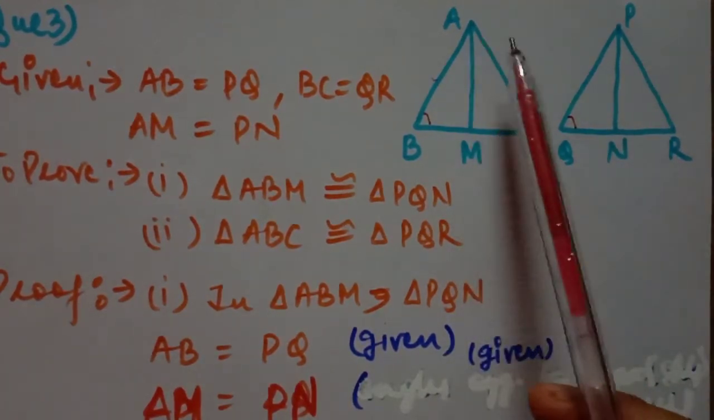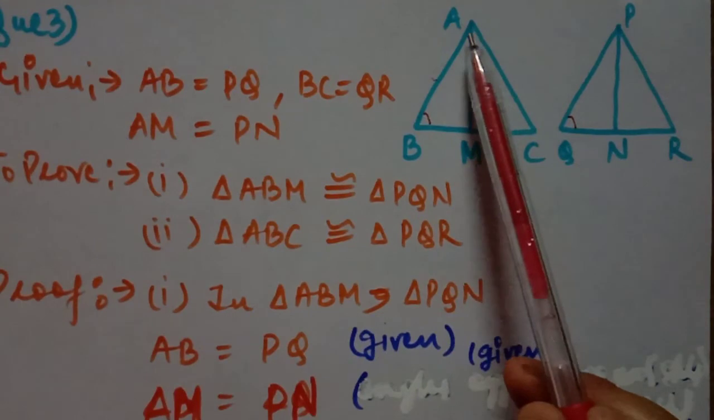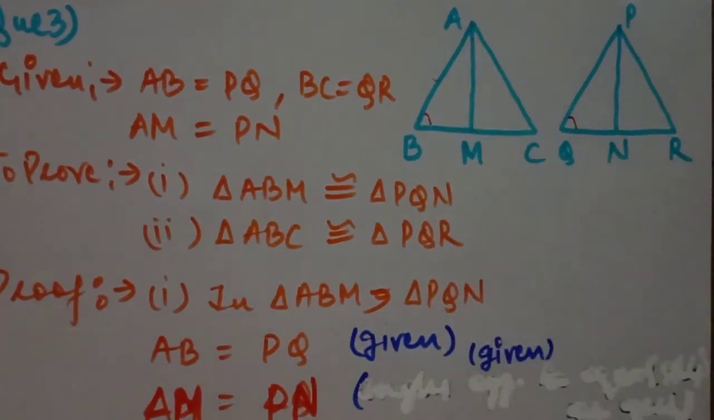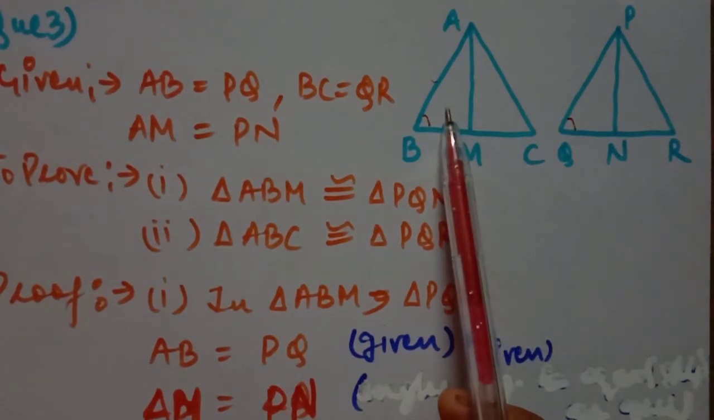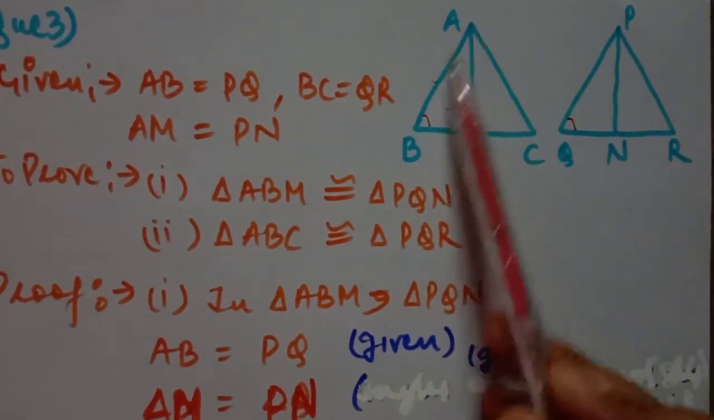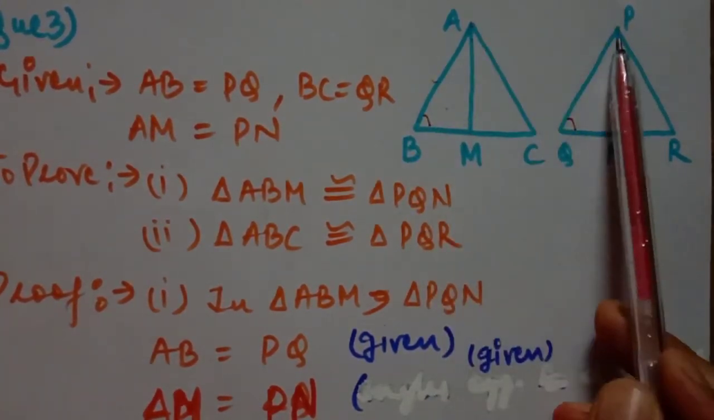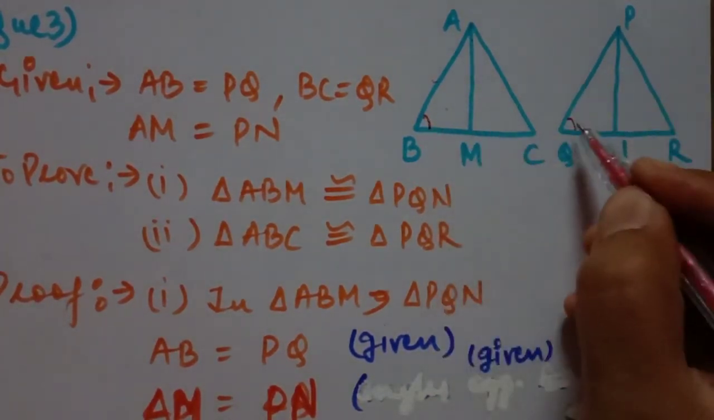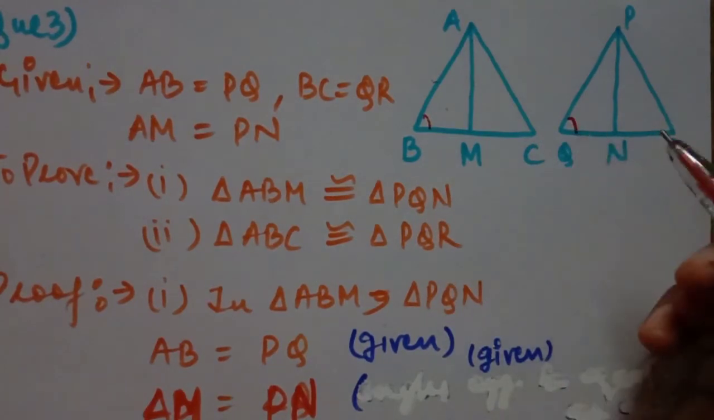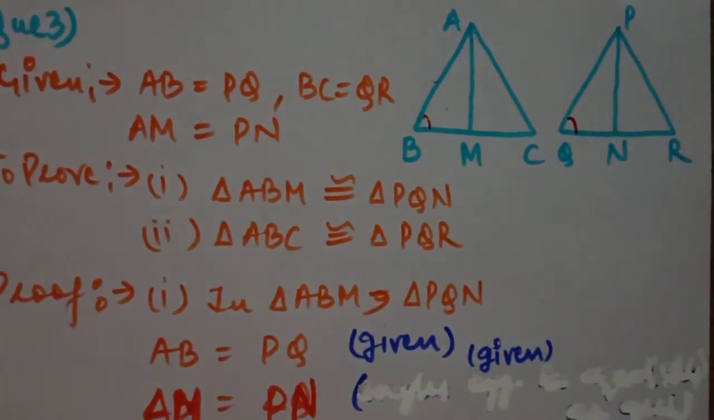So by the SSS rule, these two triangles are congruent to each other. So students, these two triangles are congruent to each other by SSS. We can take that angle B and angle Q are equal to each other by CPCT. So for the triangle ABC and PQR, it is very easy to do it.